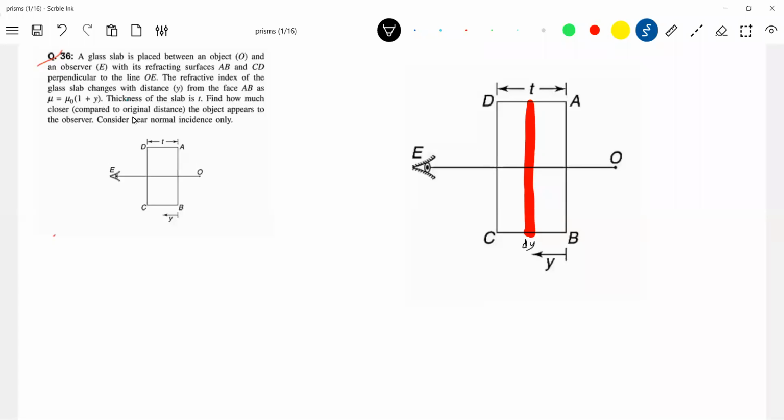What is the shift only due to this? ds should be equal to (1 minus 1 by mu) into dy. This is the shift produced by the small elemental strip of width dy, so this will be 1 minus 1 by mu naught. This will be integrated for the total shift, with dy from 0 to t.